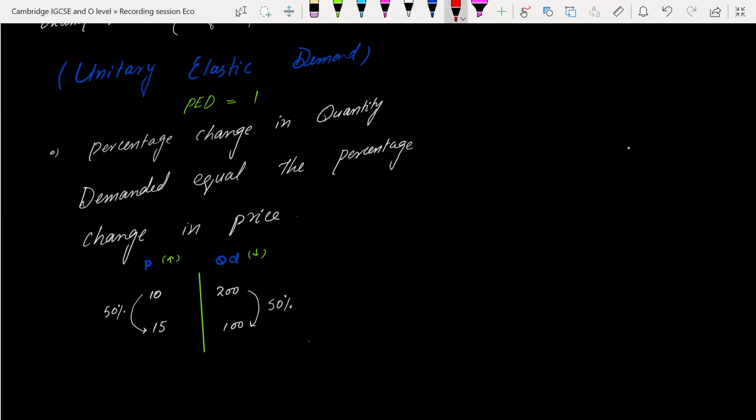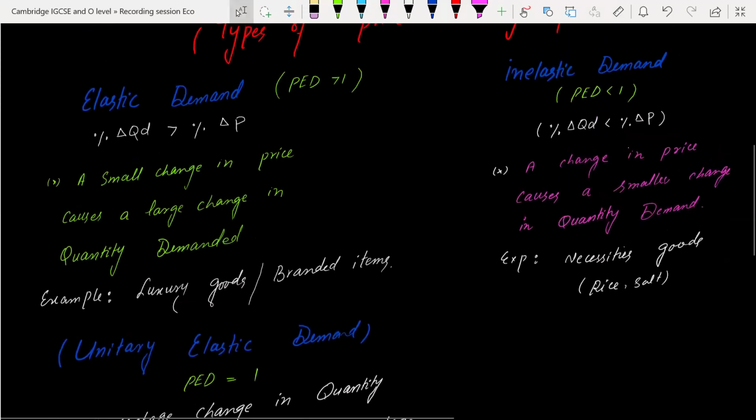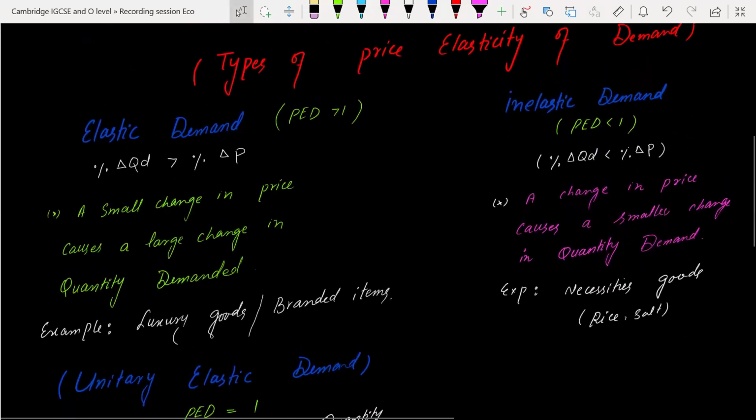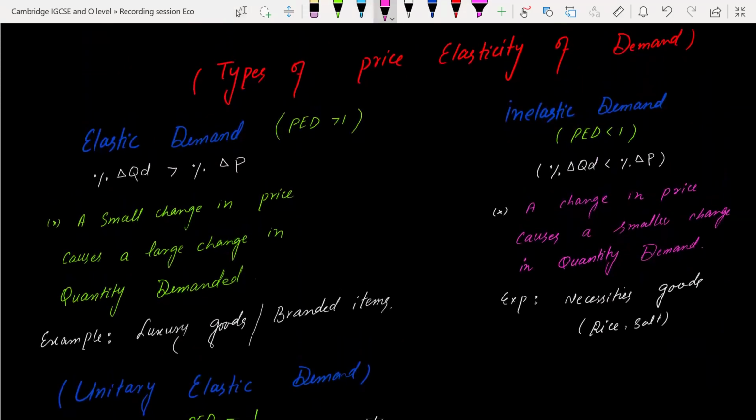When I apply the PED formula, meaning percentage change in quantity demand over percentage change in price, the percentage change in quantity demand is 50 and the percentage change in price is also 50. When I do this, the answer will be 1, which is called unitary elastic. I can show the calculation here also for your easiness.